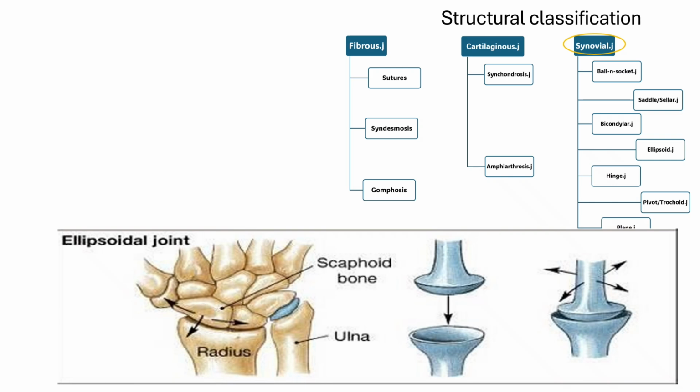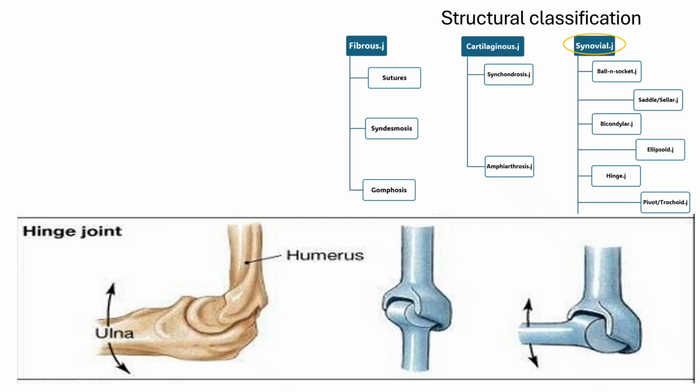Then we have the hinge joint. Example is elbow and interphalangeal joint. So in the elbow as well as in the interphalangeal joint, there is uniaxial movement. So they permit flexion and extension. You can remember that hinge, like in a door, there is a hinge. So in a door also the action is flexion and extension. You can remember hinge joint like that. Examples are elbow and interphalangeal joint.